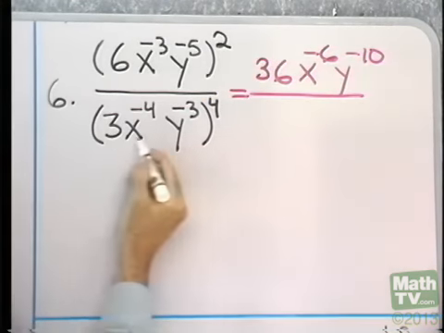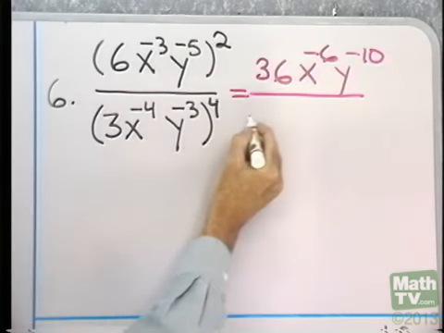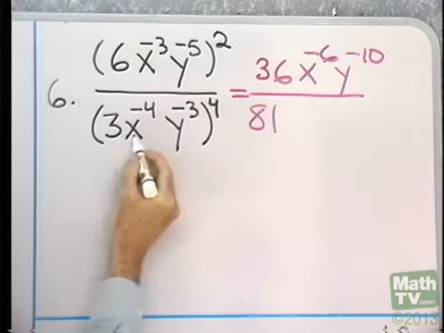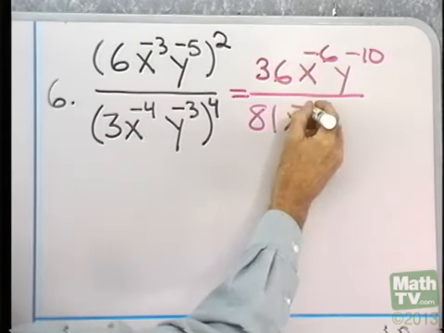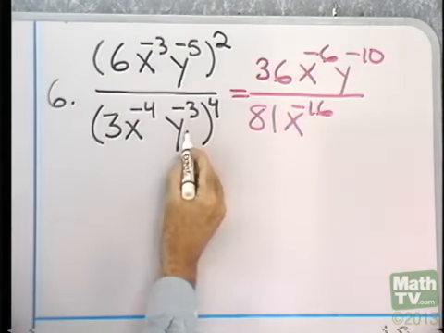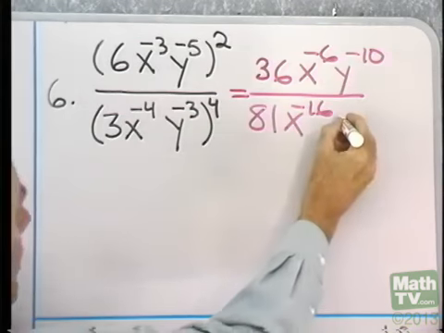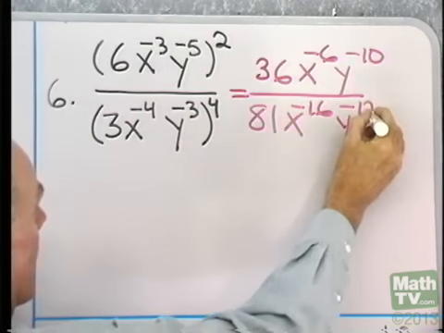In the denominator, I have 3 to the 4th power. That's going to be 81. I have x to the negative 4 raised to the 4, so that's x to the negative 16. And then I have y to the negative 3 to the 4. That's going to be y to the negative 12.